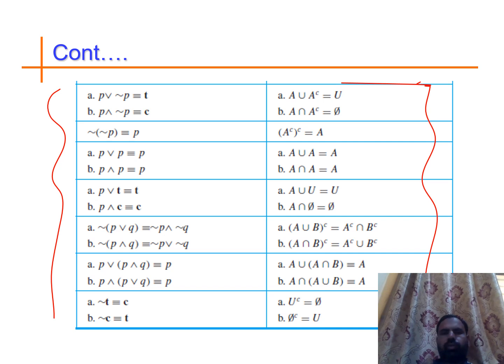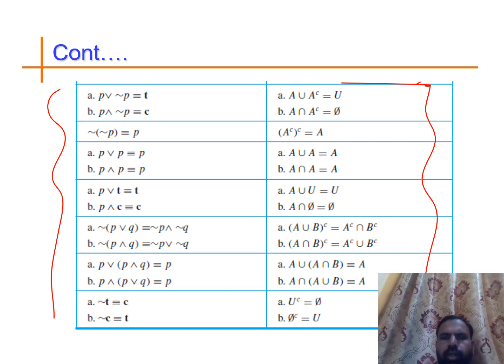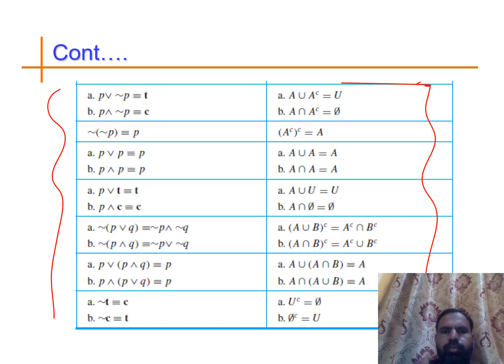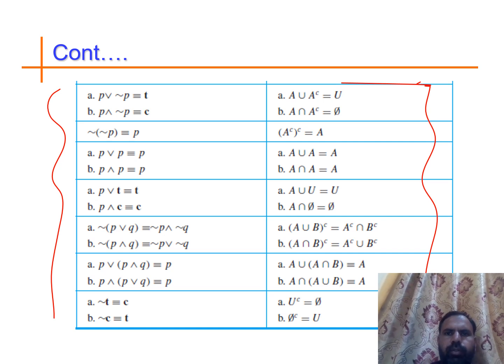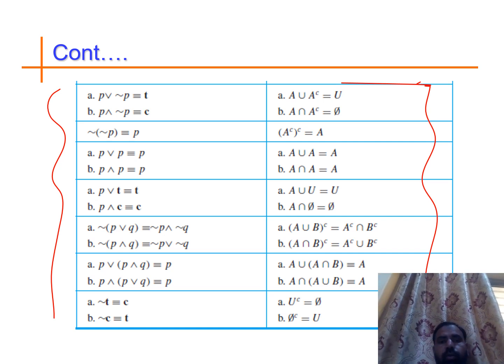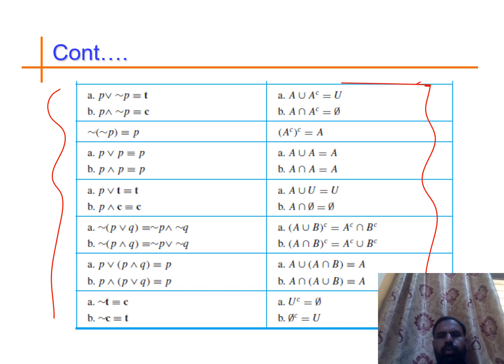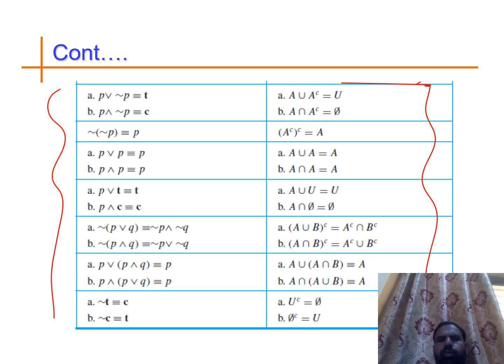Negation of negation P is equivalent to P, so in sets A complement whole complement is equal to A. P or P is equivalent to P, so A union A is equal to A. And P and P is equivalent to P, and in sets A intersection A is equal to A. And P or T is equivalent to T, so A union the universal set U is equal to U. And similarly P and C is equivalent to C, so in sets A intersection phi is equal to phi.